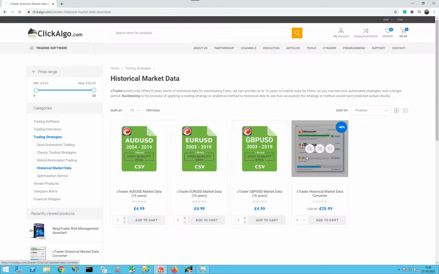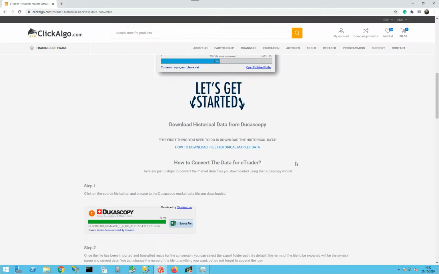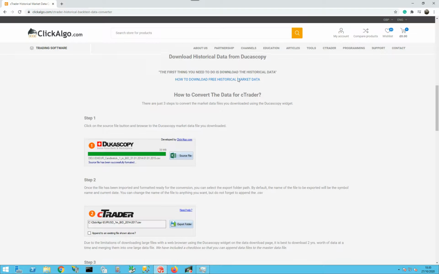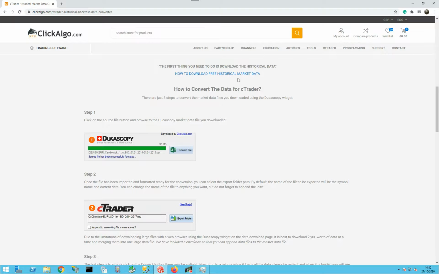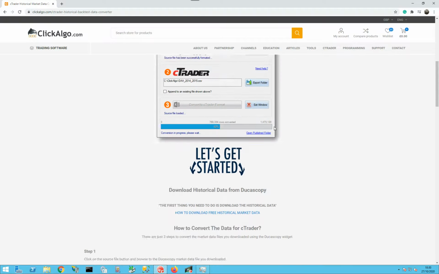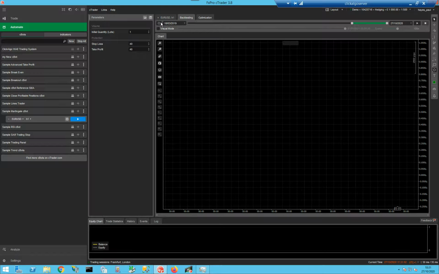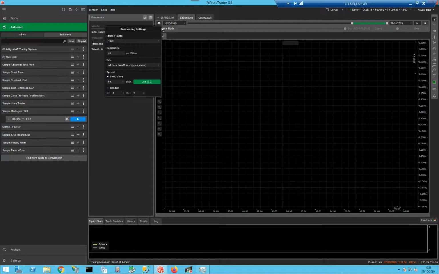Now this tool here will allow you to get the data free from Dukascopy, and this tells you how to do it. You can go to the Dukascopy website and download all this market data, but the data is not going to be in the correct format to use with cTrader. This is why you use this tool here to convert it from Dukascopy format into cTrader format that you can then load into a CSV data file here. So that's how to use the CSV data file.